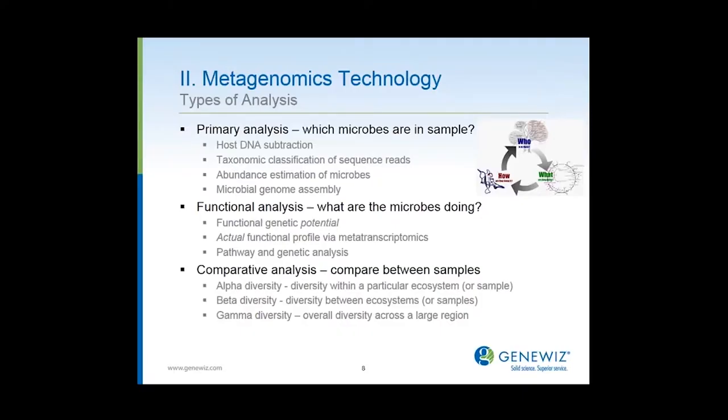Next, you can ask, what are the microbes doing? To do that, you can use metagenomics to look at functional genetic potential, and then you can use metatranscriptomics to study the actual functional profile. You can also do comparative analysis, where you can compare diversity within a sample, called alpha diversity, diversity between samples, called beta diversity, and also gamma diversity, which is over a larger region.